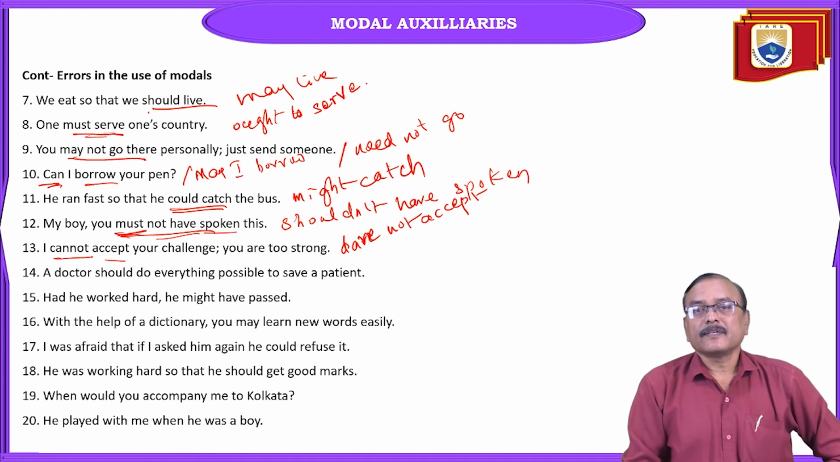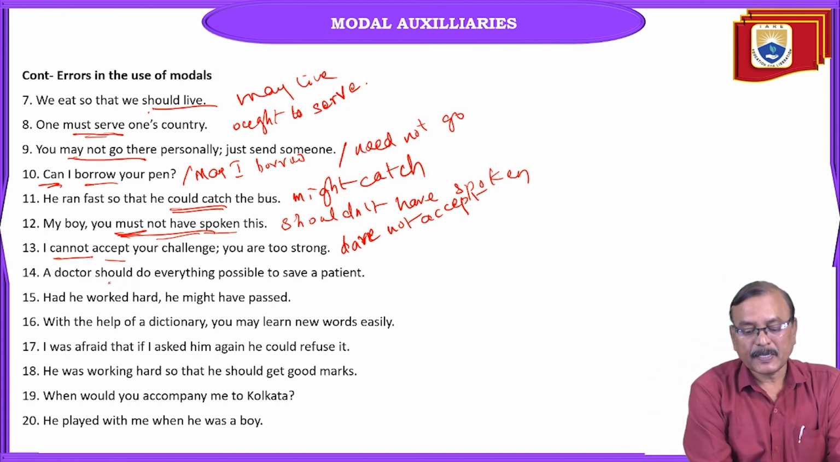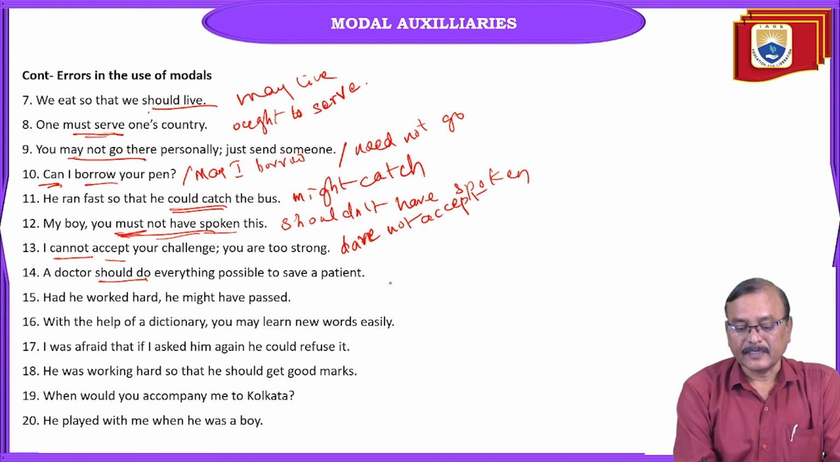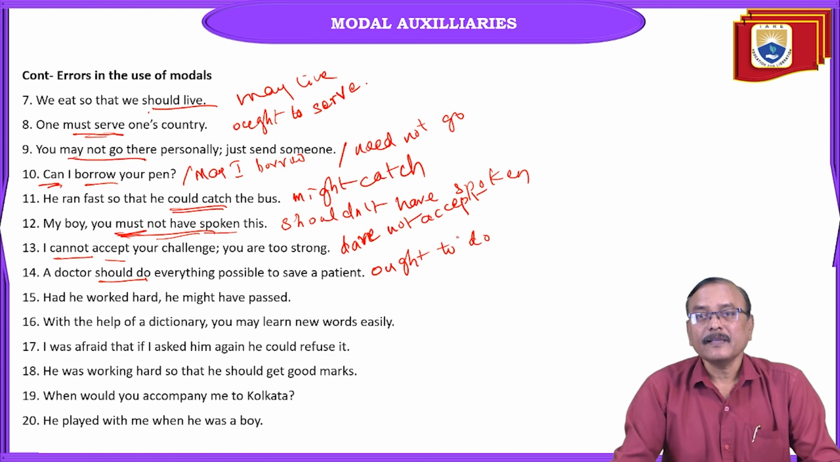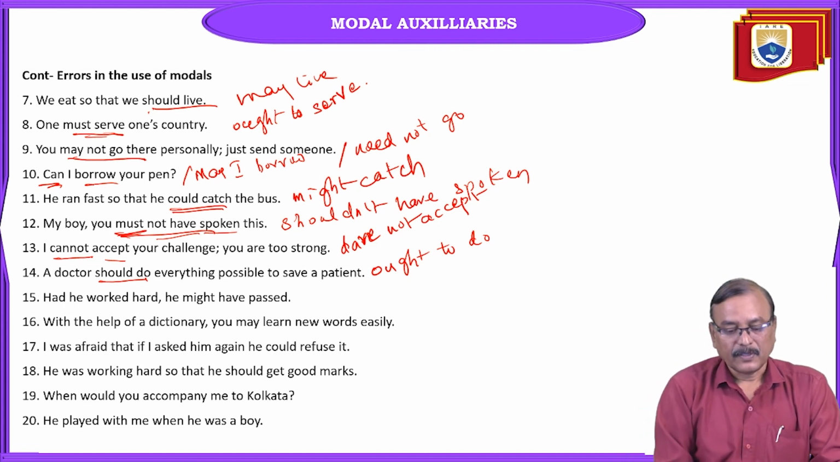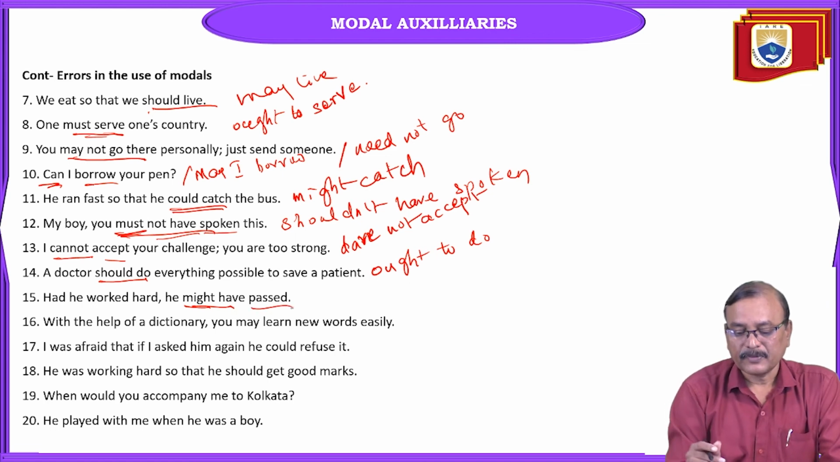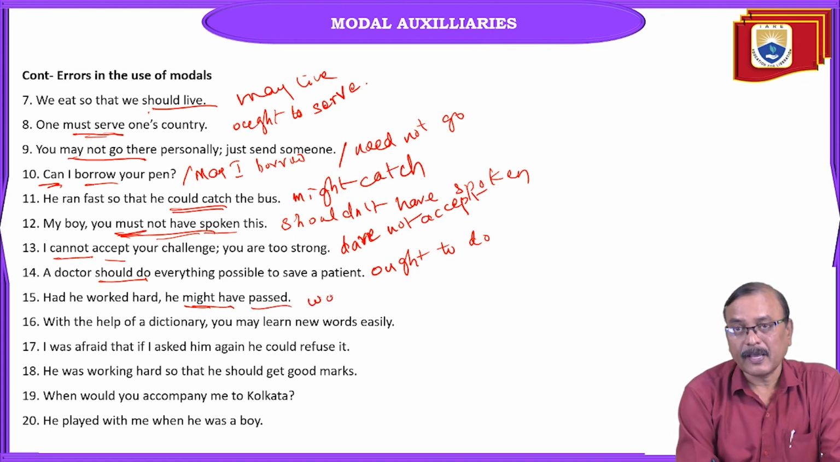Next, the doctor should do everything possible to save a patient. So here it is the moral responsibility of a doctor. So for moral responsibility, ought to do. The doctor ought to do everything possible to save a patient. Is it clear? Next, had he worked hard? Okay, had he worked hard means if he had worked hard. So here, instead of might have, we can say would have. He would have passed.